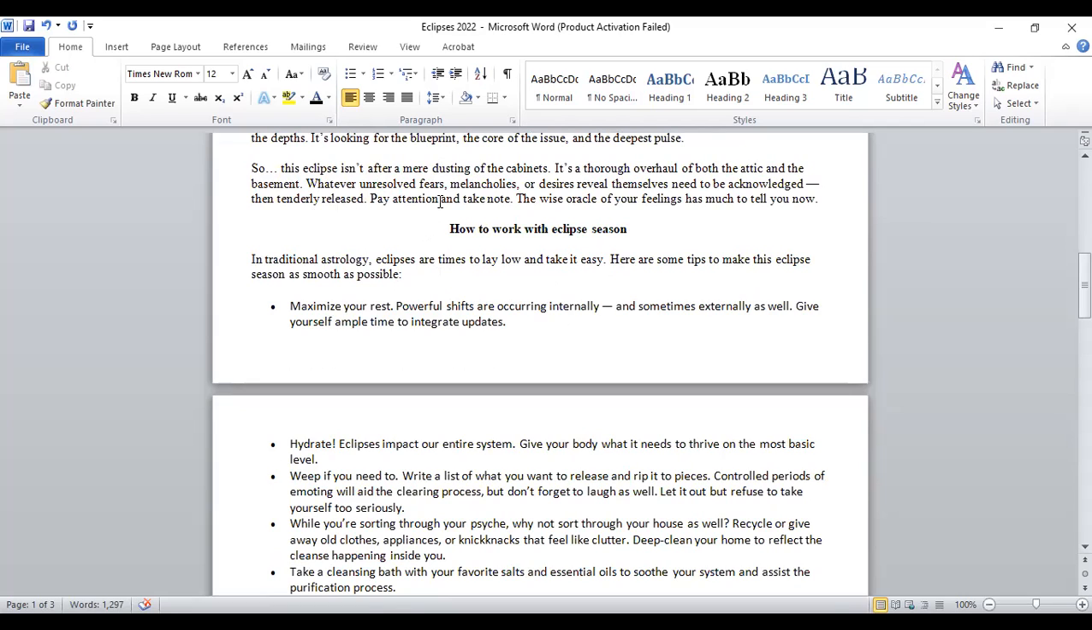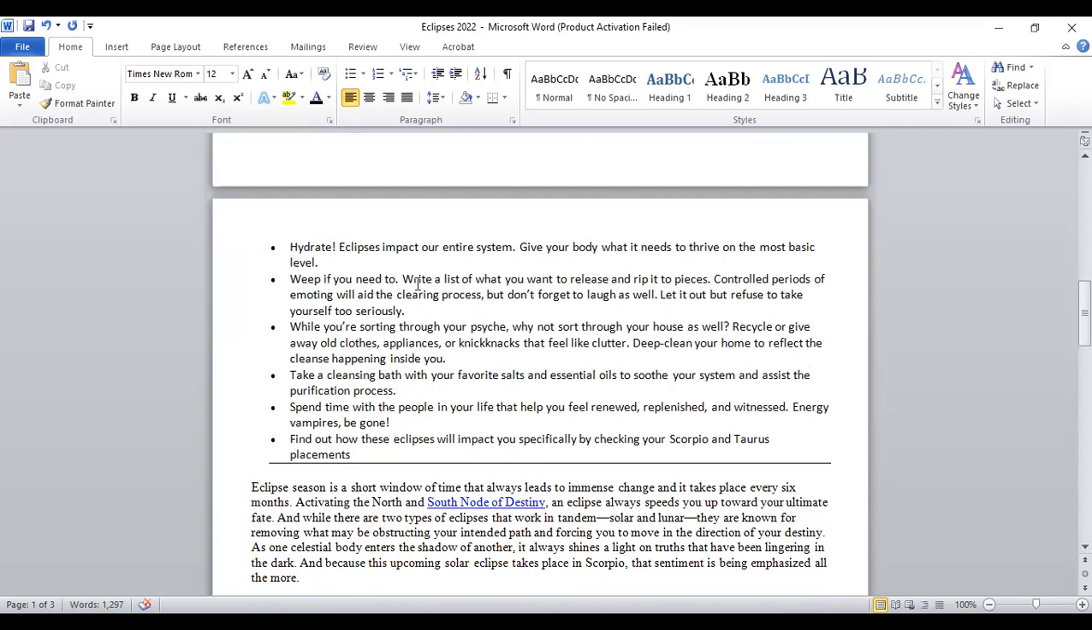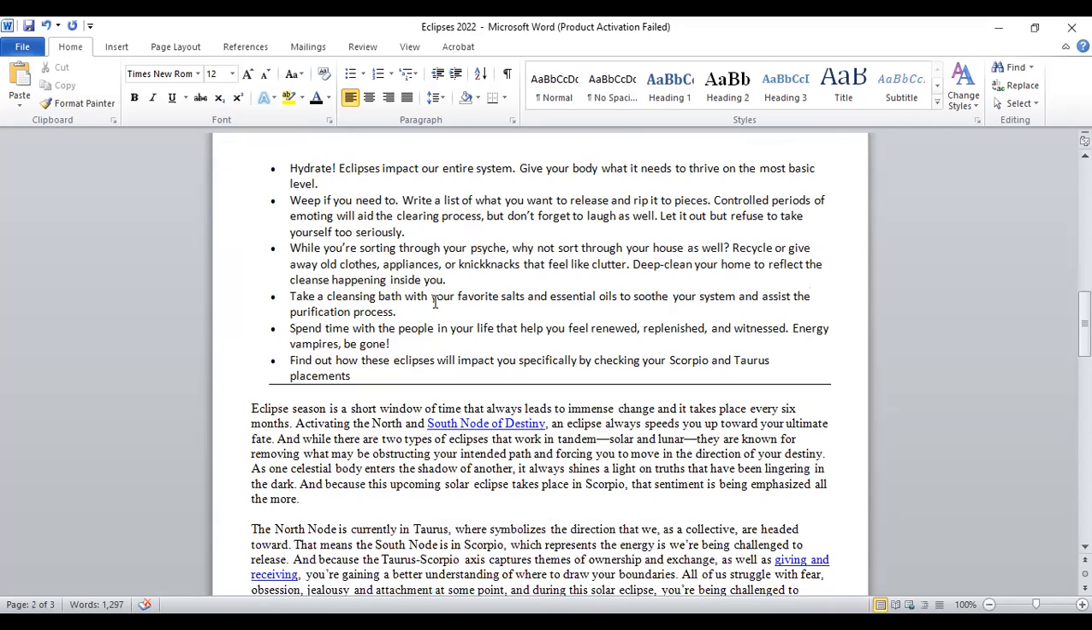Whatever unresolved fears, melancholies, or desires reveal themselves need to be acknowledged and tenderly released. Pay attention and take note. The wise oracle of your feelings has much to tell you now. So basically, you want to rest, give yourself some time, hydrate, and maybe weep or cry if you need to. You might write a list of what you want to release and then rip it up or burn it.